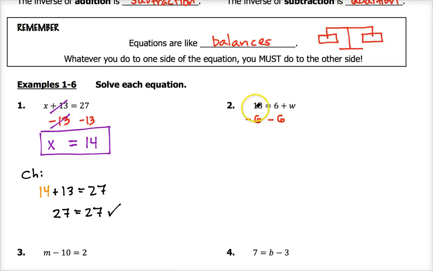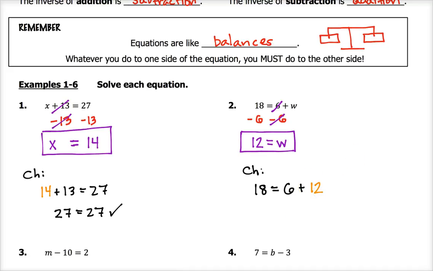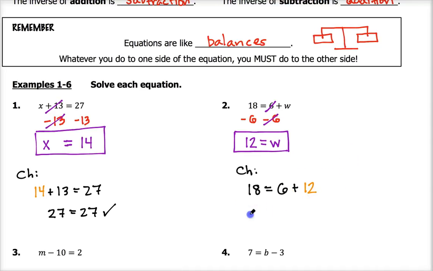So on the left side, we have 18 minus 6, which is 12, equals, we have 6 minus 6 on the right side, so those cancel each other out, and we're left with just w on the right side. So we get an answer of w equals 12, which is the same thing as 12 equals w. Let's check that answer just to make sure we didn't make a mistake. So we're substituting a 12 in for w into this original equation. So this is 18 equals 6 plus 12, and 6 plus 12 is equal to 18, so that does check out.